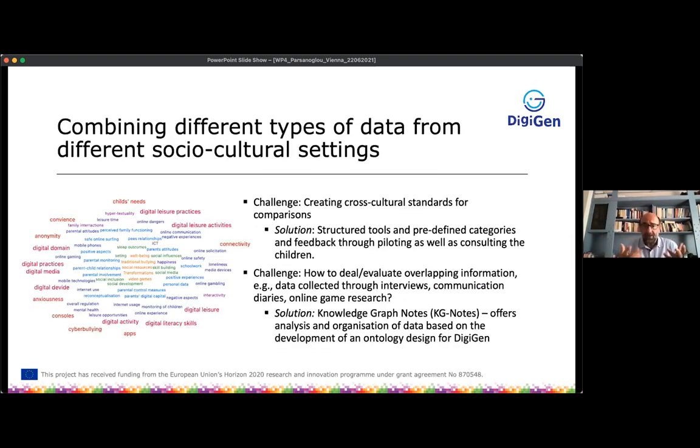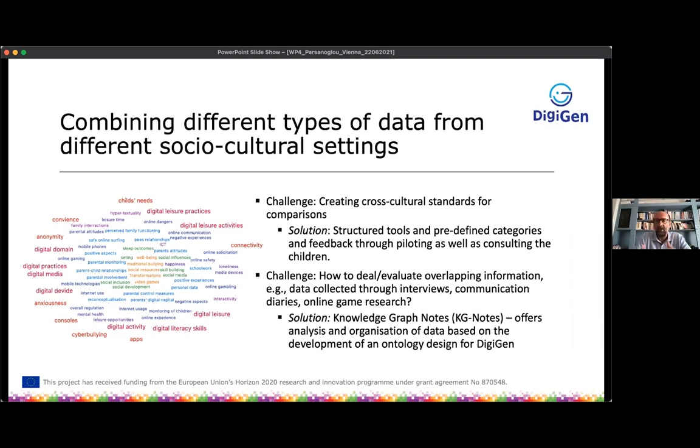And another last challenge is how to combine different types of data from different sociocultural settings. As we said, five countries with very different backgrounds and social contexts participate in the research. So we had to create, from the beginning, cross-cultural standards for comparison by structuring our tools and by drafting predefined categories and feedback through piloting, as well as consulting the children.